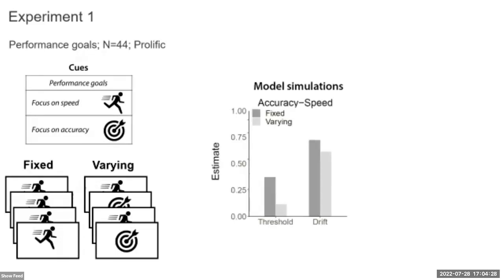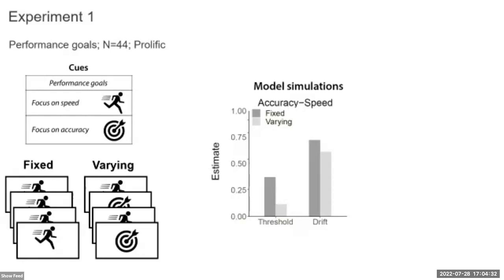So in experiment 1, we did the simplest thing possible. We induced different performance goals, kind of the standard in the DDM literature: tell people to try to be really fast or to try to be really accurate. So we have these fixed and varying blocks. In varying, we sometimes focus on speed, sometimes on accuracy, and in fixed, we're always doing one of them. Then we can simulate from our model and look at the predictions from the model.